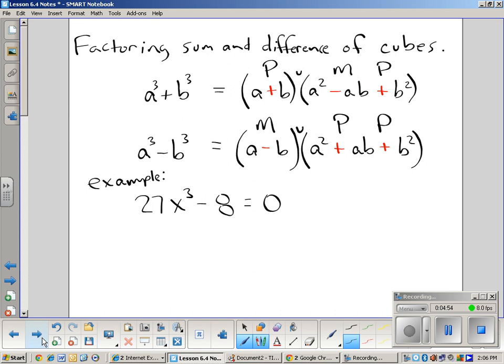Notice that the letters AB are the same: A squared, AB, B squared, A squared, AB, B squared. They're exactly the same. The difference in these is what the signs are. And when I was in high school, I struggled to remember which was which. I got them mixed up all the time.